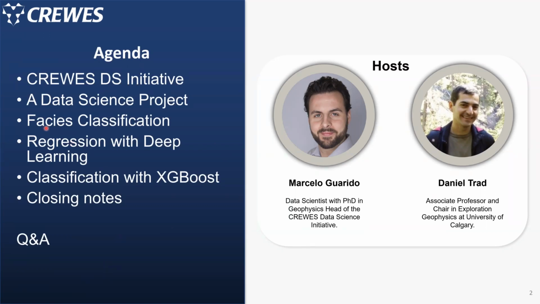So we're going to talk about the Facies classification and where we got the data set. That's a competition from the SEG 2016. And there will be a small explanation of how to use deep learning for regression, the model that we're using for regression.